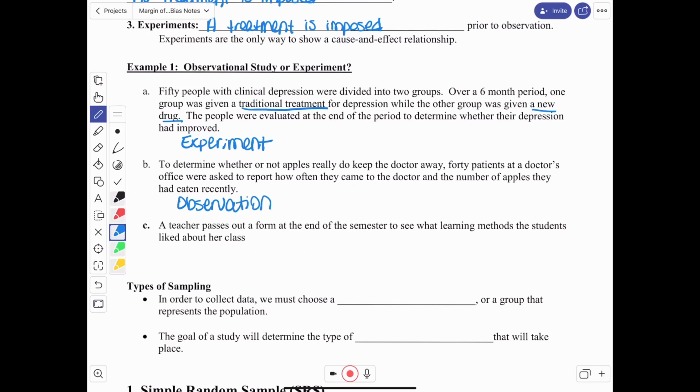All right. And a teacher passes out a form at the end of the semester to see what learning methods the students liked about her class. So they're being asked about their opinion. So this would be a survey.